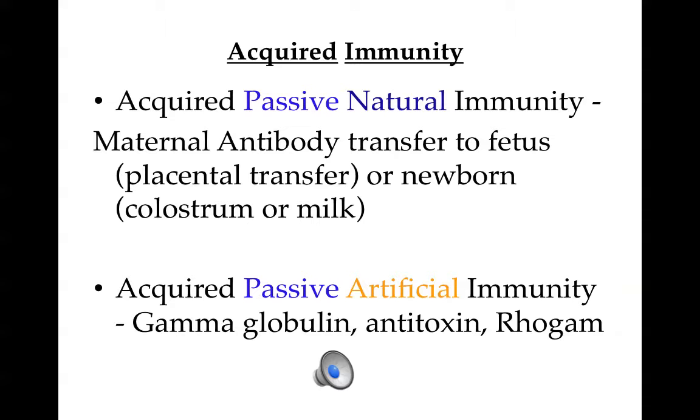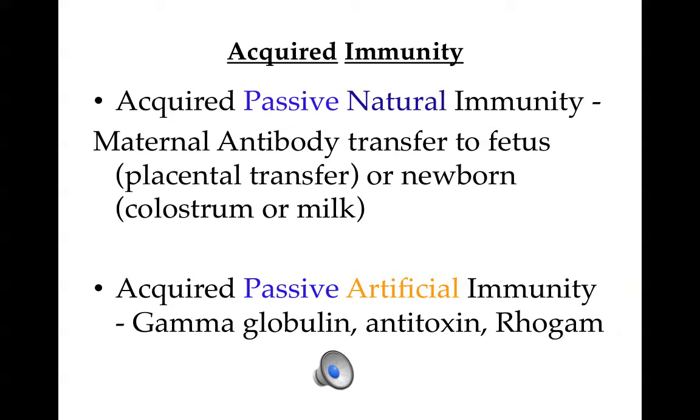Colostrum is the first discharge that comes from mammary glands shortly after delivery, maybe for about 48 to 72 hours. It has a different consistency, and it also has a more rich source of vitamins, minerals, fatty acids, and immune factors. Acquired passive artificial means that someone else took the time to formulate and extract immune factors from some source, and then they were deliberately injected or infused into a recipient or patient.